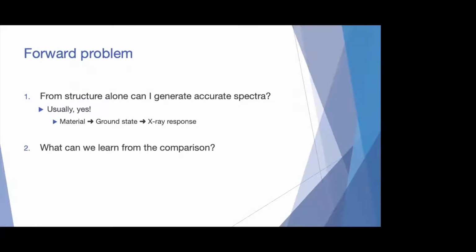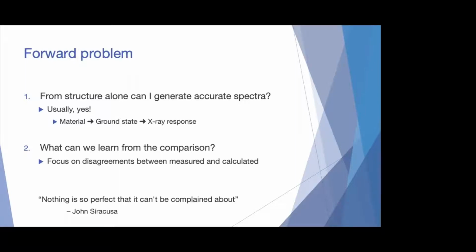But what good is this? Well, what can we learn from this comparison between theory and experiment? And the first thing we can do is simply focus on what doesn't match up correctly. Right, so there's this idea that nothing is so perfect that it can't be complained about. And from here, we can try and learn about the approximations we made in the theory itself. Right, so we're assuming that the experiment was very well done, very well quantified. And so these disagreements are due to problems in our theory or shortcomings.